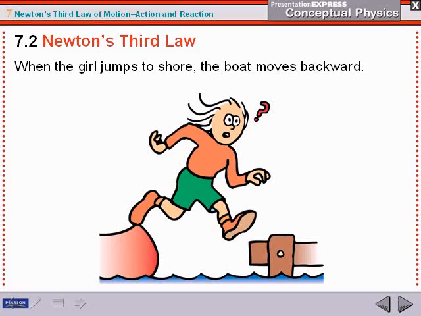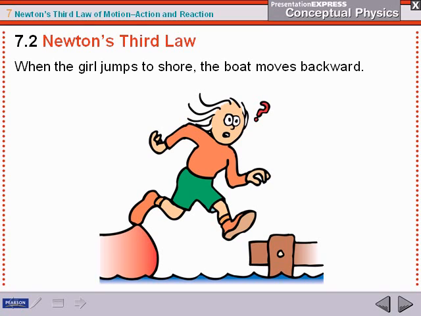Now this is kind of a clever picture. When the girl jumps to the shore, the boat's going to move backwards because as she pushes on the boat, there's nothing keeping the boat in place. So she pushes one way to apply a force to the boat to push herself onto the dock, but she's pushing on that boat, causing the boat to go backwards.